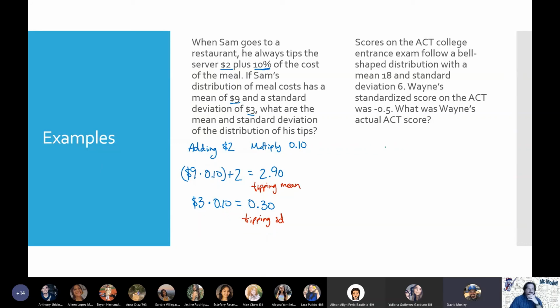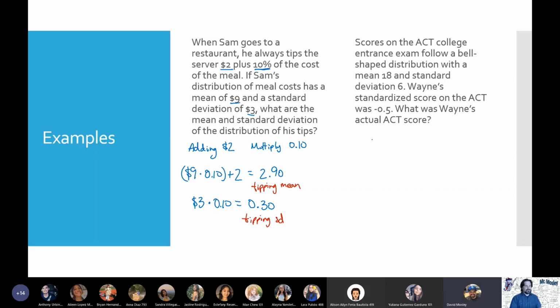Then on the next problem, we have scores on the ACT college entrance exam follow a bell-shaped distribution with a mean of 18 and standard deviation 6. Wayne's standardized score on the ACT was a negative 0.5. What was Wayne's actual ACT score? So this is actually more like just solving an equation. We're reversing the transformation from the standardized score back to the actual score.